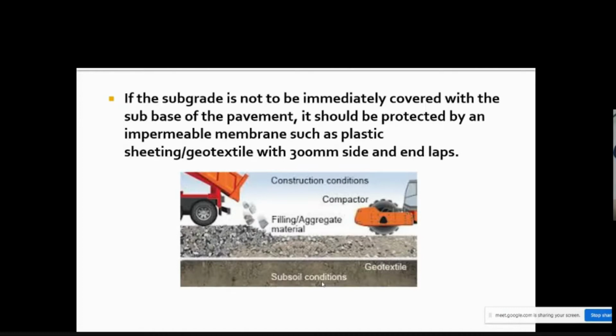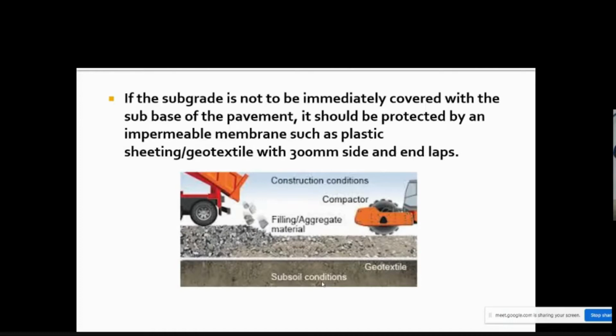yang tak berapa nak stable, yang maybe ada moisture content tinggi or maybe dia dah cut and then dia fill, lepas tu dia dah compact and then dia tak nak bercampur. So kebanyakannya yang saya tengok jalan raya normally yang dekat tempat cut and fill tu normally they will put geotextile. So geotextiles ni ada macam jenis, dia ada woven, dia ada non-woven, dia ada macam-macam jenis dekat dalam market.